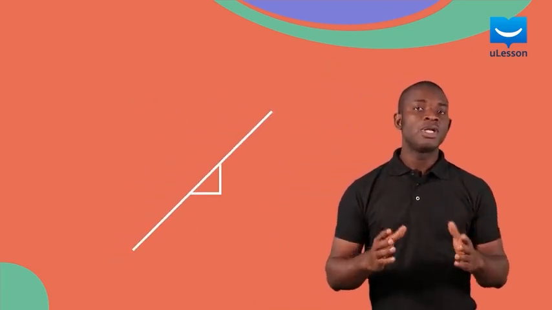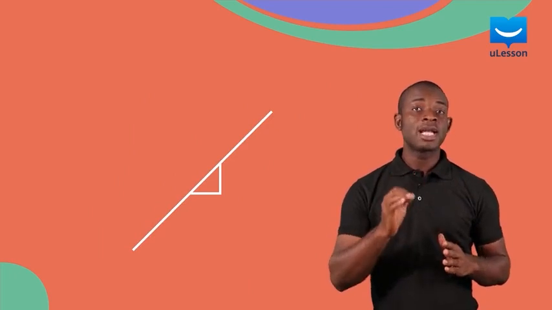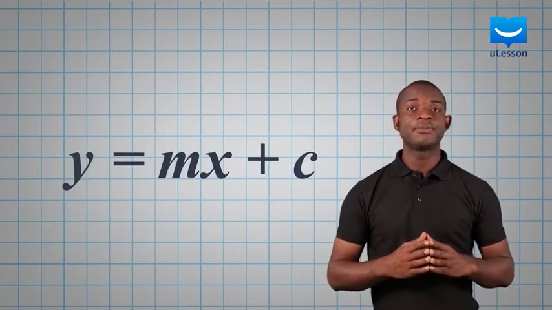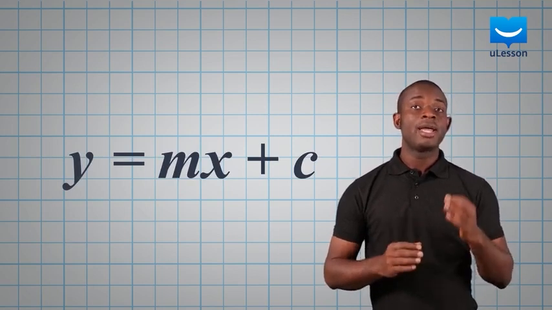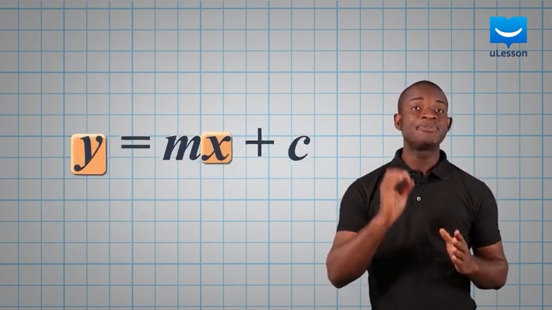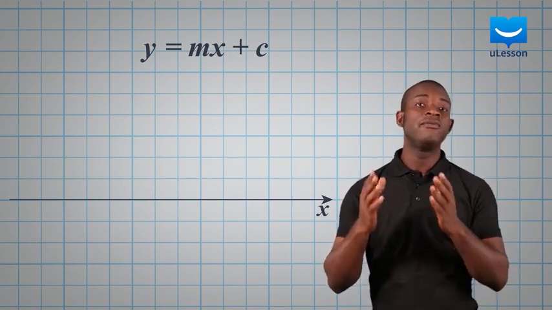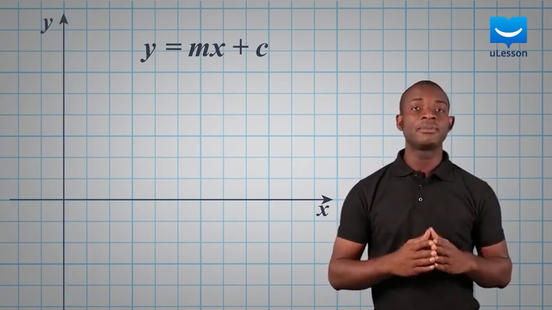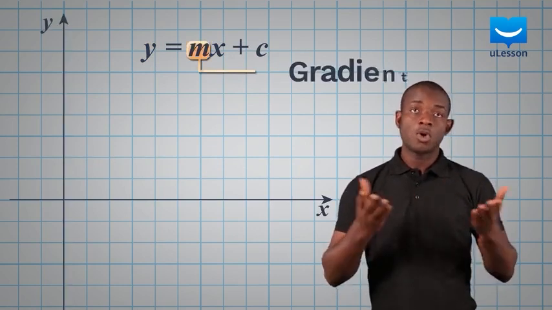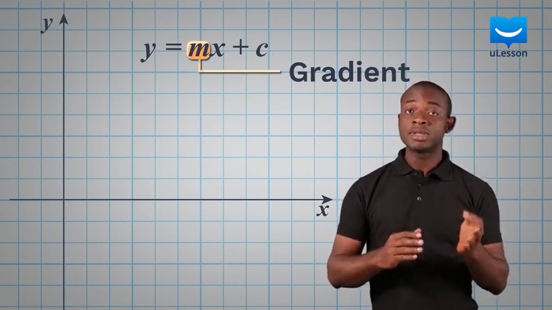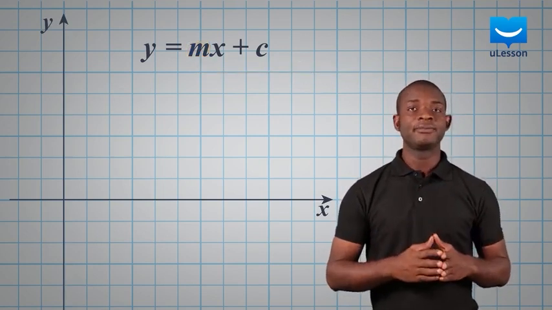Now, just as we learned in a previous lesson, straight lines are of the form y = mx + c. In this formula, x and y represent specific numbers that may be represented on the horizontal and vertical lines of a graph. m is the gradient or slope of the graph. The value of m may be positive or negative.